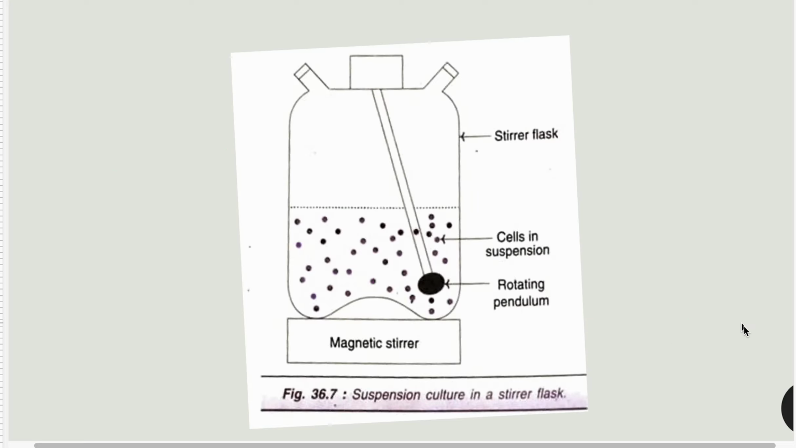Here you can see this is a suspension culture in a stirrer flask. In this is the pendulum I told you about, okay, and the cells are suspended here. It is kept on the magnetic stirrer, and this is the flask where secondary or suspension cultures are done. Okay, so this is the instrumentation of suspension cell culture. Thank you.